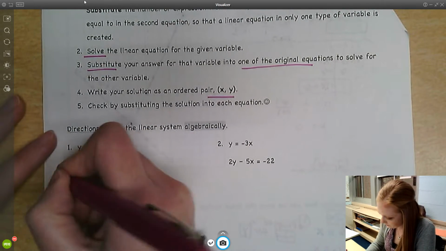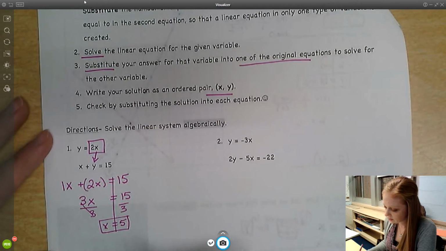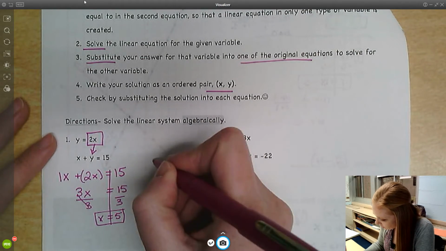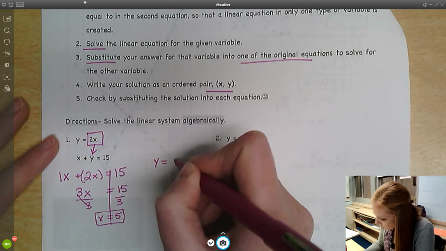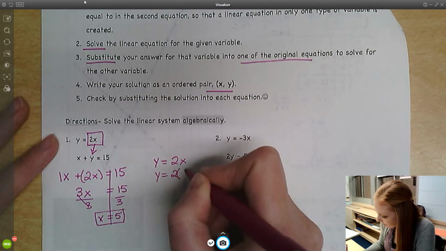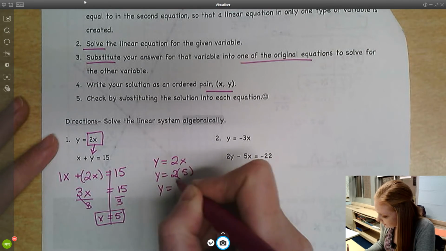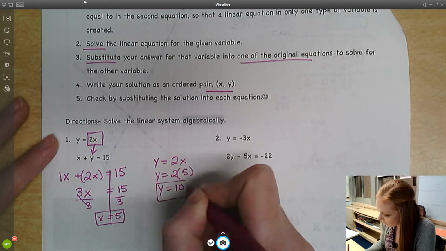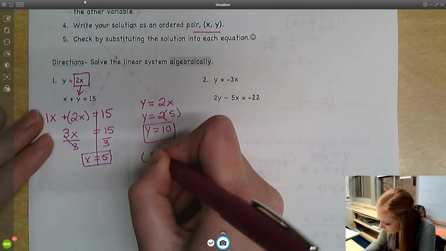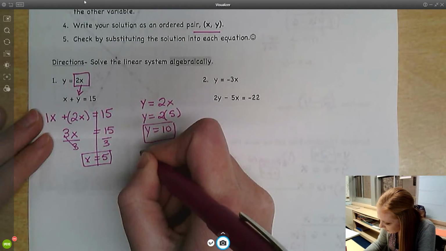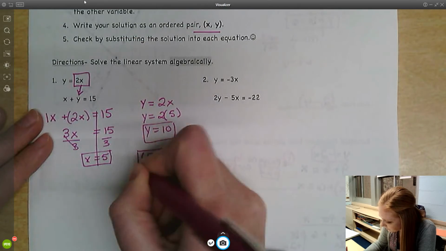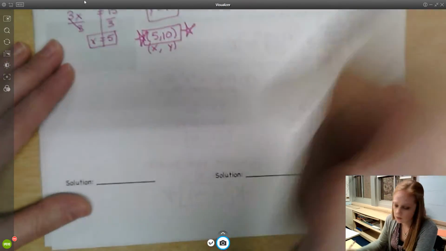Okay, but now we need to go back and figure out what the y is, because it's not good enough to just have the x. So let's go back to our original equations. I'm going to choose the first one, which is y equals 2x, and I'm going to plug in my 5 for x and then evaluate. 2 times 5 is 10, so now we know that the y is 10. So x is 5, y is 10. Let's write our solution as 5 comma 10, right? Because it goes x comma y. And there's a nice spot actually down here for our solution.